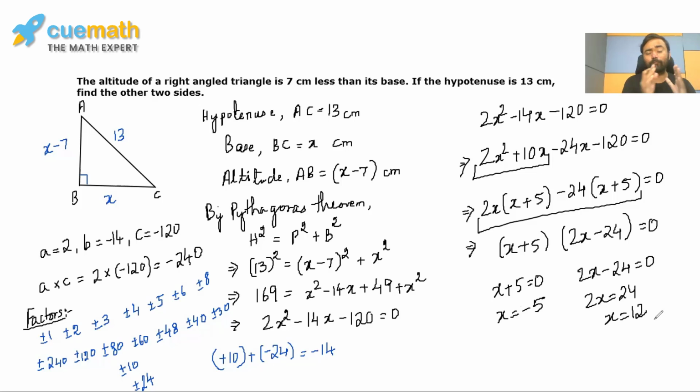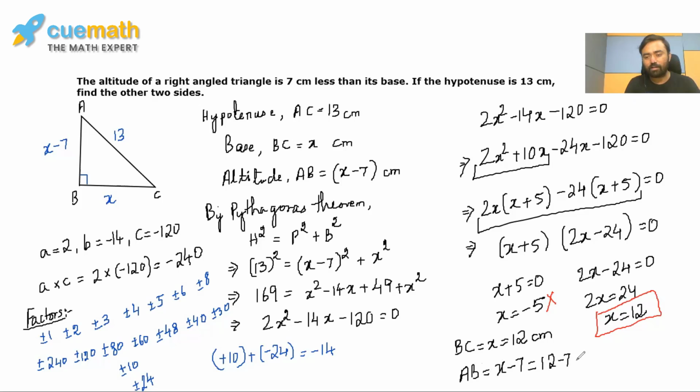Now here again we've got two values of x and we must decide which one to take. If we take x as negative 5, the length of BC would be a negative number, and we know that length can never be negative, so we'll discard this value. Hence the value of x would be 12 for sure. So BC is equal to x is equal to 12 centimeters, and AB would be equal to x minus 7, that is 12 minus 7, that is 5 centimeters. So we have got the two side lengths which they were asking for.